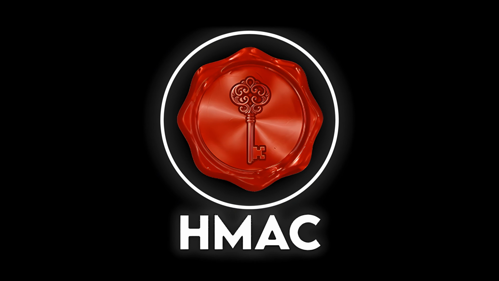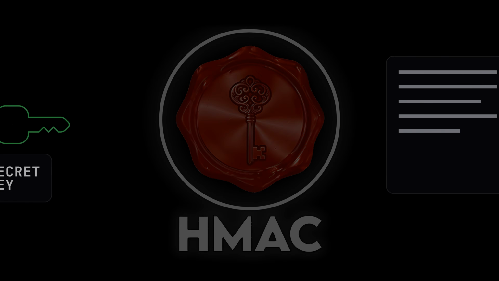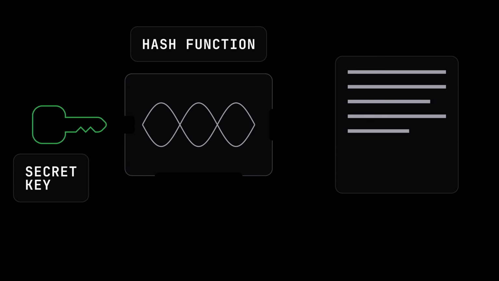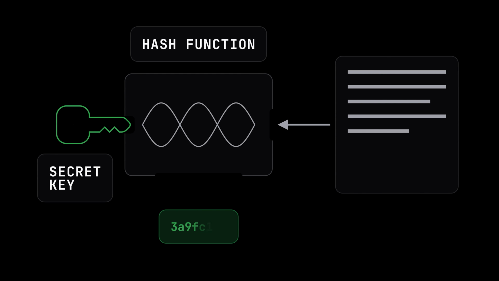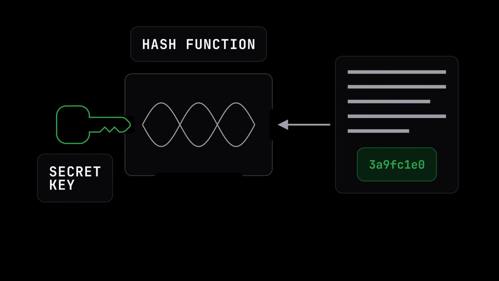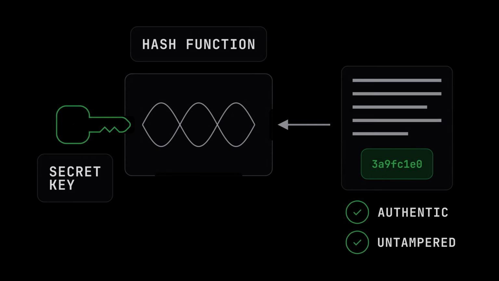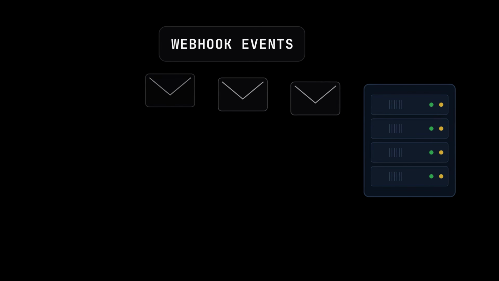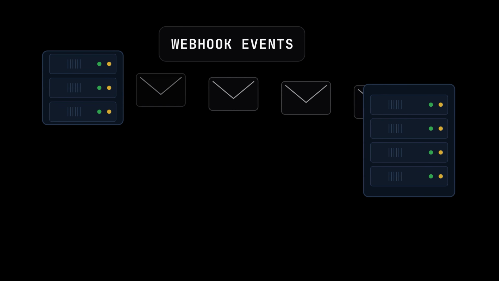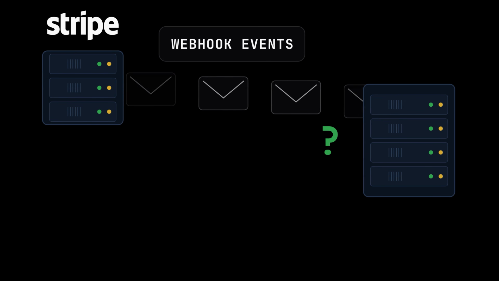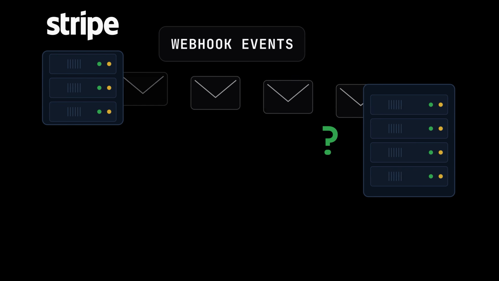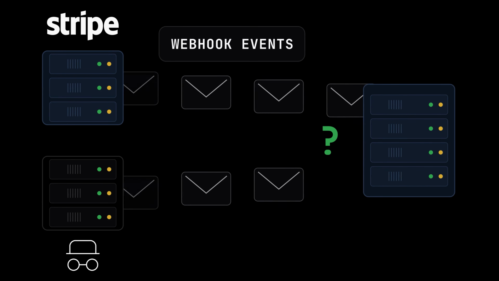HMAC, or hash-based message authentication code, lets you combine a secret key with a cryptographic hash function to generate a message authentication code, or a MAC, that proves the message is authentic and untampered with. Say you're receiving webhook events in your application from your trusted payment processor like Stripe. How do you verify that the messages actually came from Stripe and not from an attacker spoofing their servers?